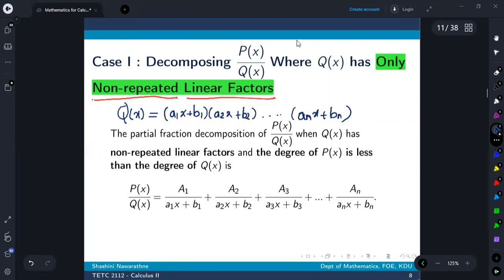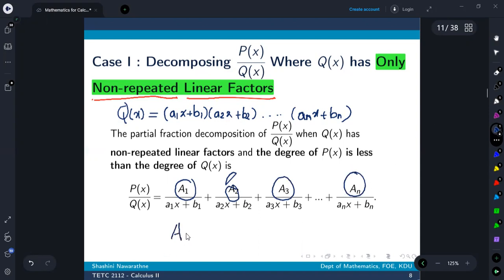So if we are able to factorize Q(x) in this manner, that means only with linear factors and those factors are not repeating, we can write the expression for partial fractions this way. A1 over the first factor, A2 over the second factor, A3 over the third factor, and An over the nth factor. Here these A1, A2, A3 up to An, all these values are constants.